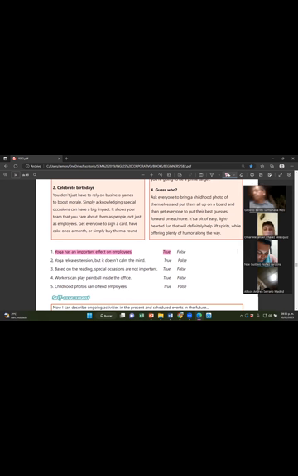Gilberto, can you read sentence number two, please? Yoga relieves tension, but doesn't calm the mind. False. Yoga relieves tension, but it doesn't calm the mind. Everybody agrees, people? Yes, teacher. Okay.